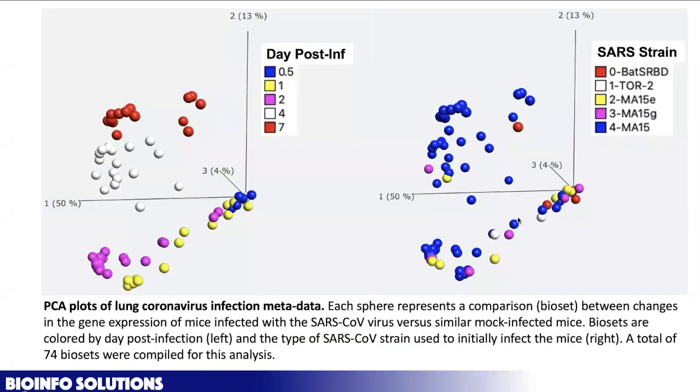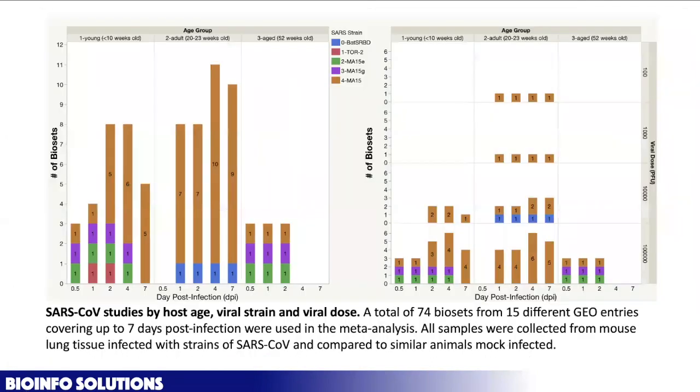Okay, again, this is our data set. Now let's take a little closer look at some of the variables associated with the data set that I've given you. Actually today, you're going to make these two different graphs, but this is basically showing you the different types of biosets that are in our metadata.